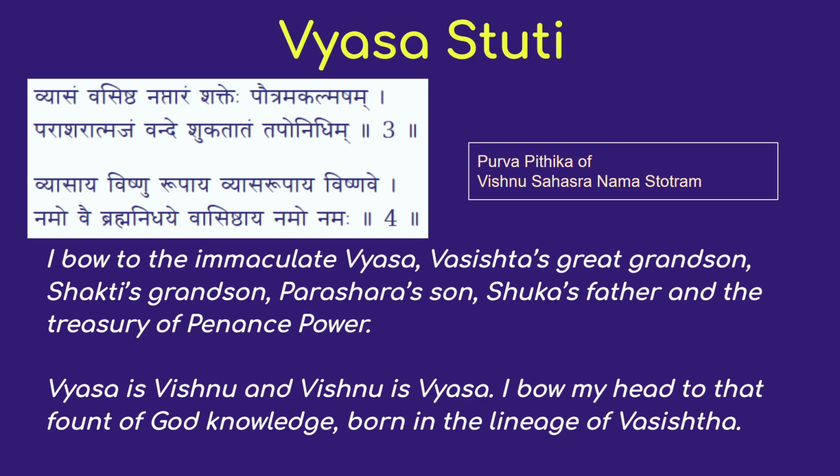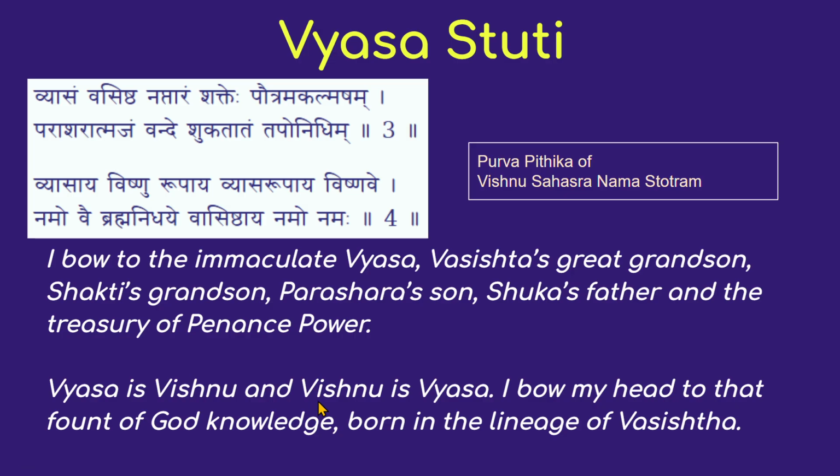So, in the Purva Pitika of these 1000 names for Vishnu is the stuti to Vyasa himself. So, Vyasa not only had great accomplishments, he also had recognition of those accomplishments in the Vishnu Sahasranama Stotram itself, which says, I bow to the Immaculate Vyasa, Vasishta's great grandson, Shakti's grandson, Parashara's son, Shuka's father, and the treasury of penance power. Yes, this Shuka is the same Shuka that is talking to Emperor Parikshit in our Bhagavatam. That Shuka was in fact the son of Vyasa, and Vyasa had Shuka himself talk about Bhagavatam in Bhagavatam to Emperor Parikshit.